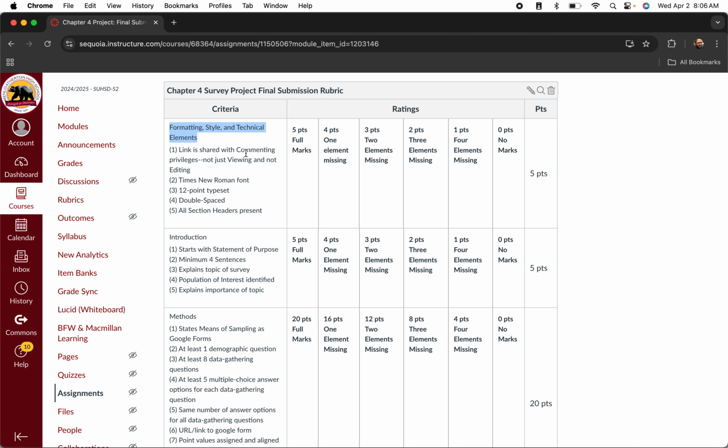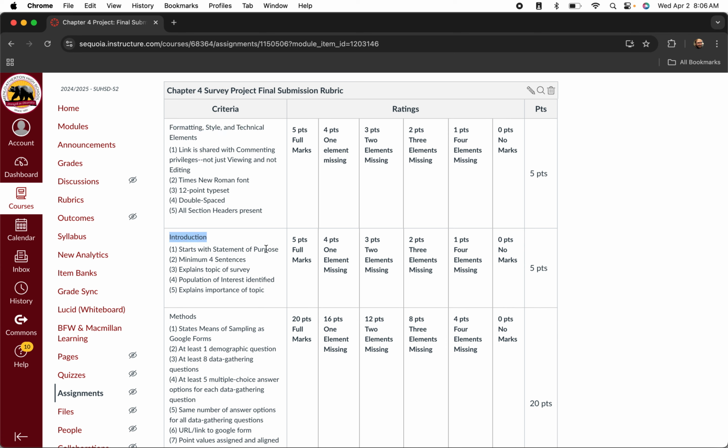Make sure that when you have shared all of your links with me, they're shared with commenting privileges, not just viewing and editing. Make sure that everything is in Times New Roman font with 12-point typeset. It's double spaced properly without extra spaces. And make sure that you have all of your section headers. Again, that's abstract, introduction, methods, results, discussion, conclusion.